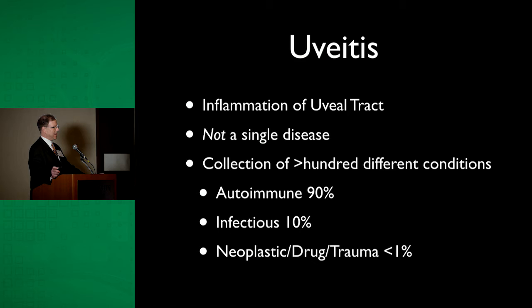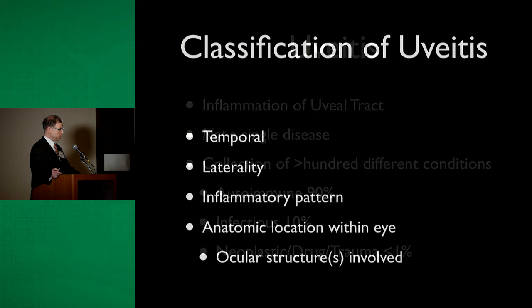It is not a disease. It is a collection of diseases. There's hundreds of different possible conditions, both systemic associated conditions and well-defined ocular syndromes, which still, honestly, technically could be defined as idiopathic, but which we separate out from idiopathic disease. In general, it's thought that about 90% are autoimmune in nature, 10% infectious, and less than 1% a combination of neoplastic conditions like lymphoma, like we heard earlier, drug-induced disease, and trauma.